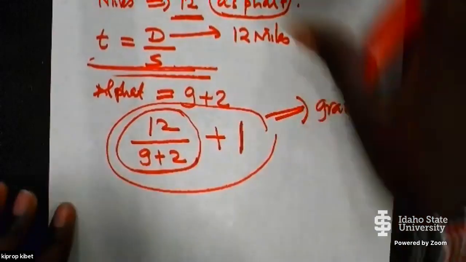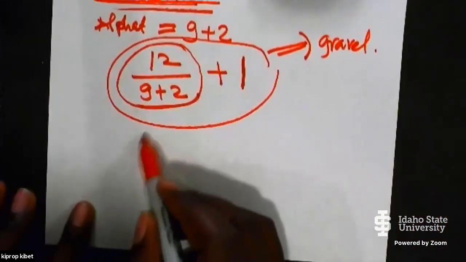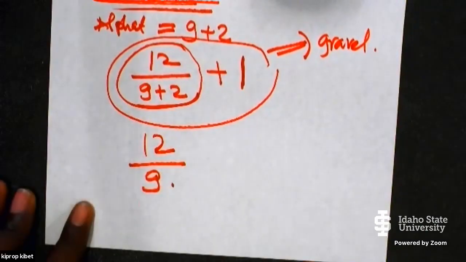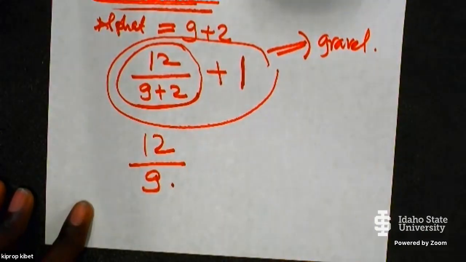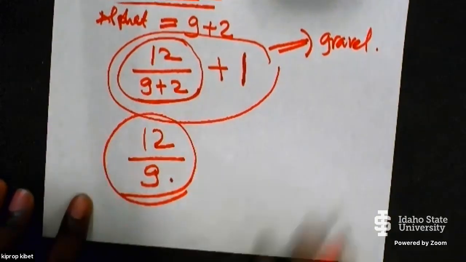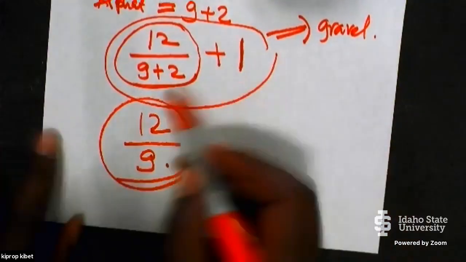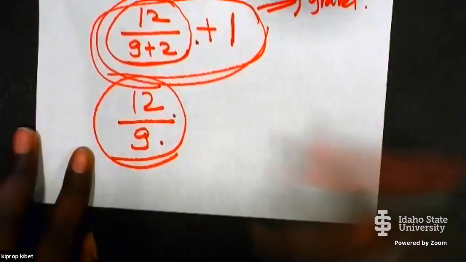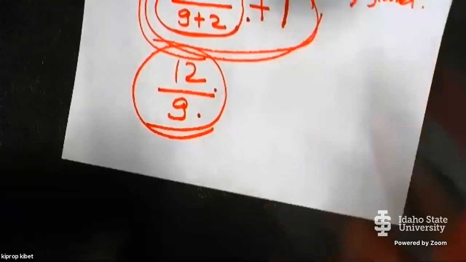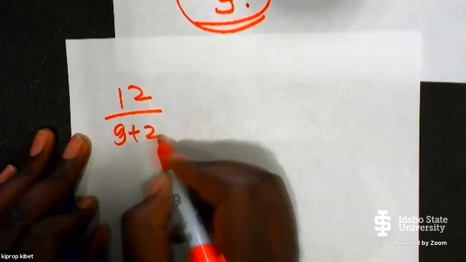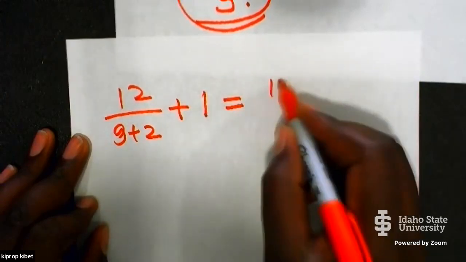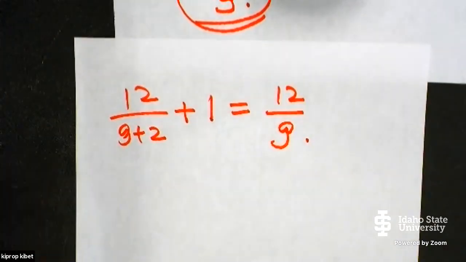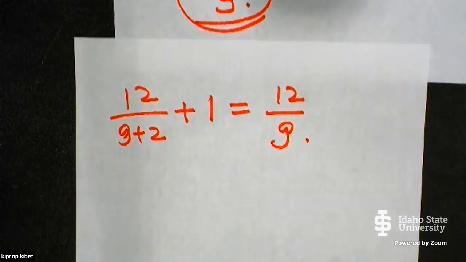So what will be the time for working on the gravel? It will be 12 all over G, right? So this is the time for working on the gravel, and this is also the time for working on the gravel. So this equals this one. So it will be 12 all over G plus 2 plus the extra 1 hour equals 12 all over G. Did I confuse you?